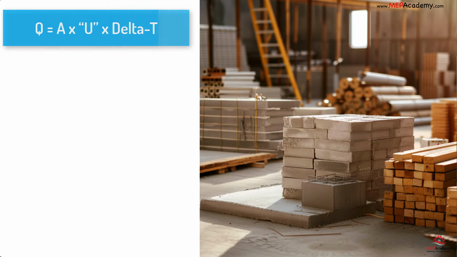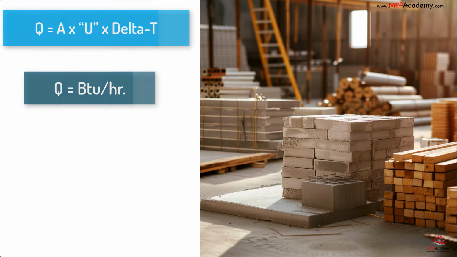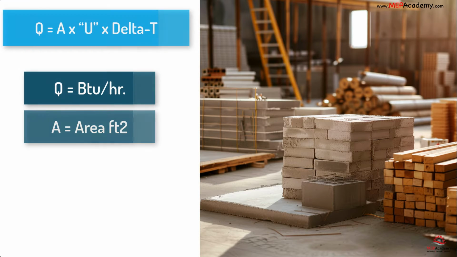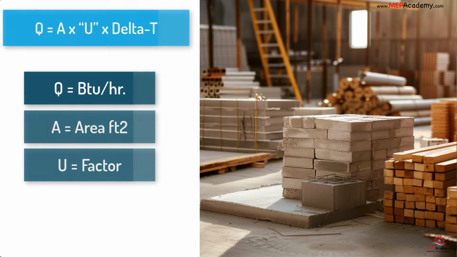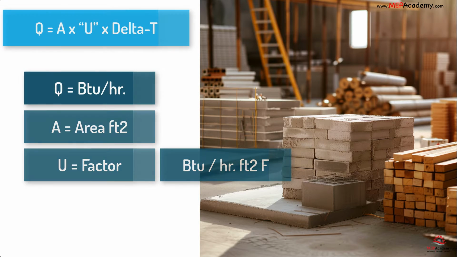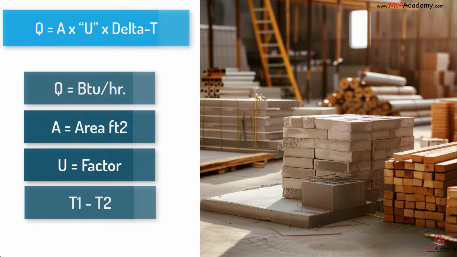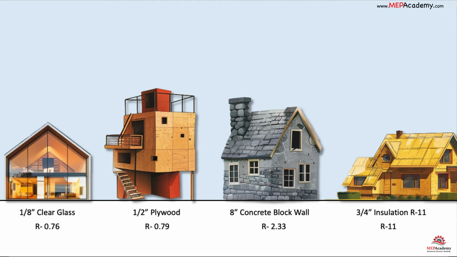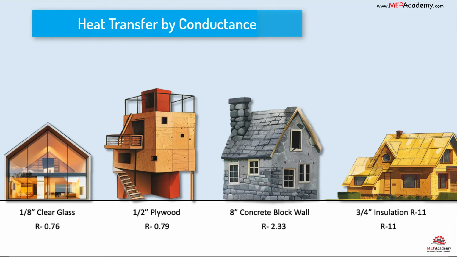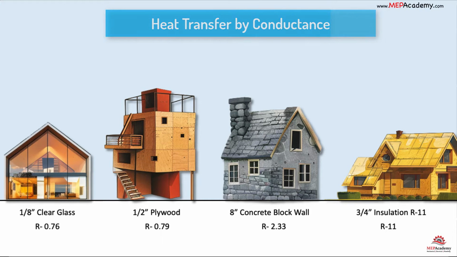Q equals A times U times delta T, where Q equals total BTUs per hour, A equals area, square feet of wall or window, U equals building assembly's overall heat transfer coefficient, BTUs per hour per square foot per degree Fahrenheit. Delta T equals difference in outside and inside design temperatures. Here are a couple of examples of how different construction materials stand up against preventing heat transfer by conductance. This could either be heat coming into the building or heat going out of the building.